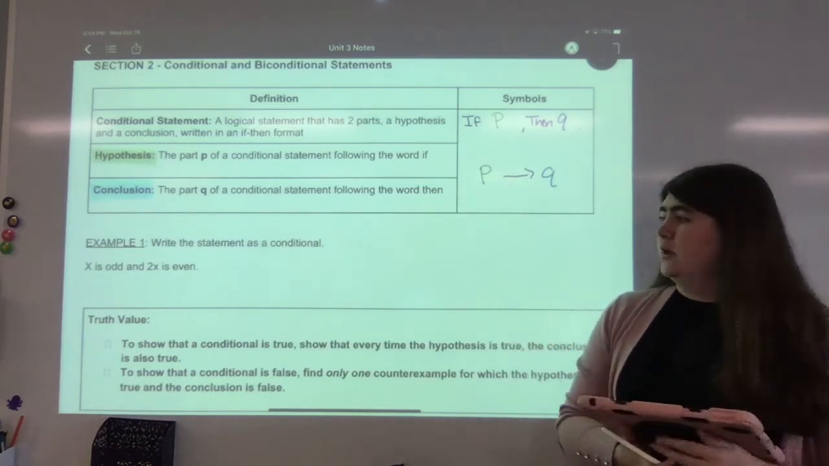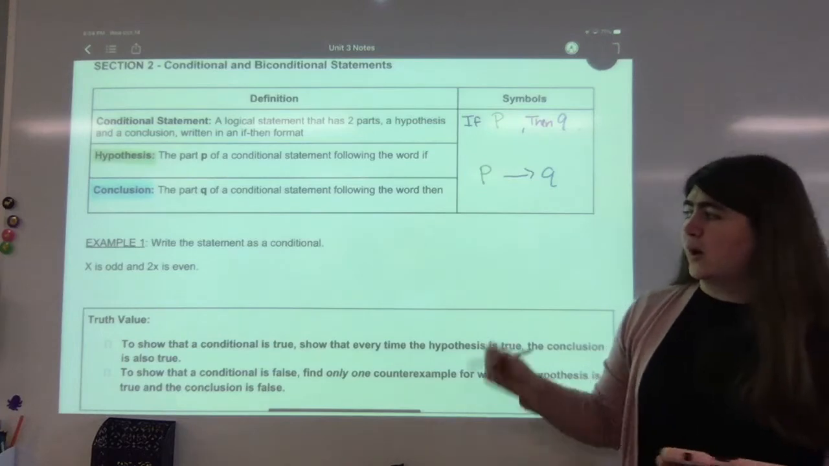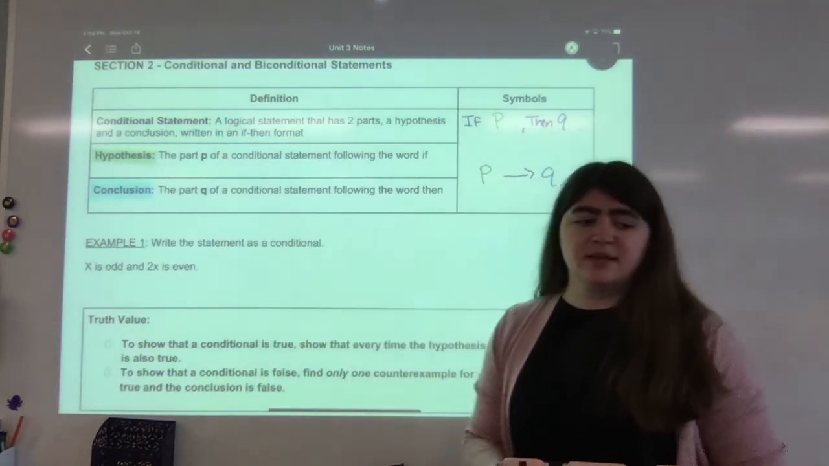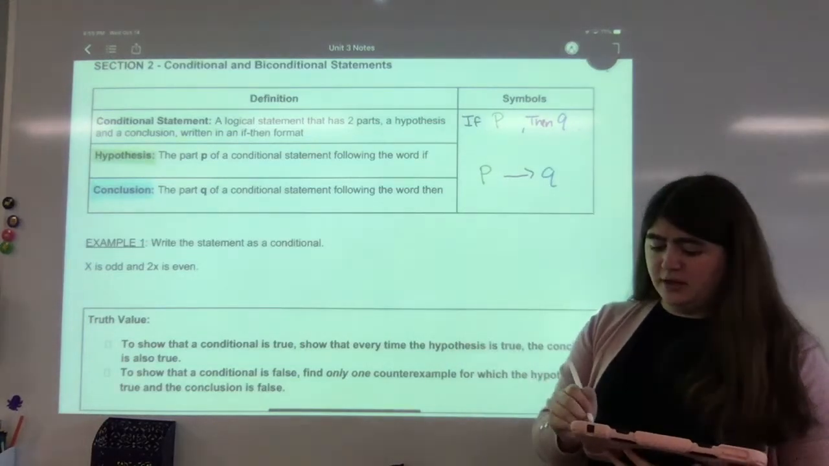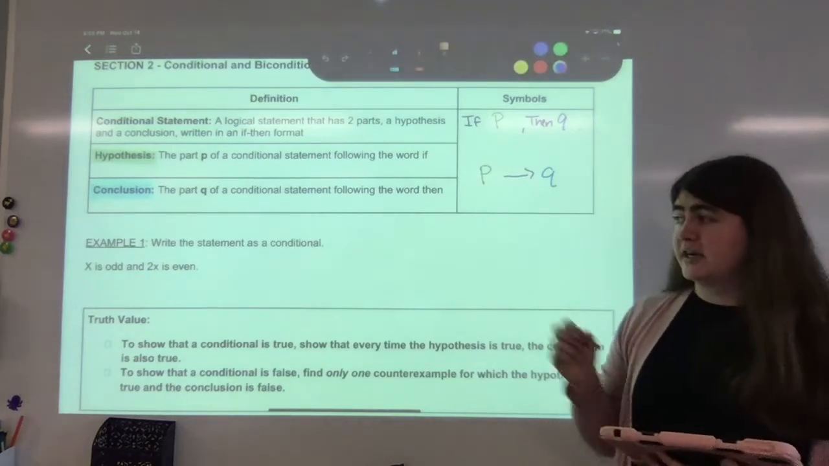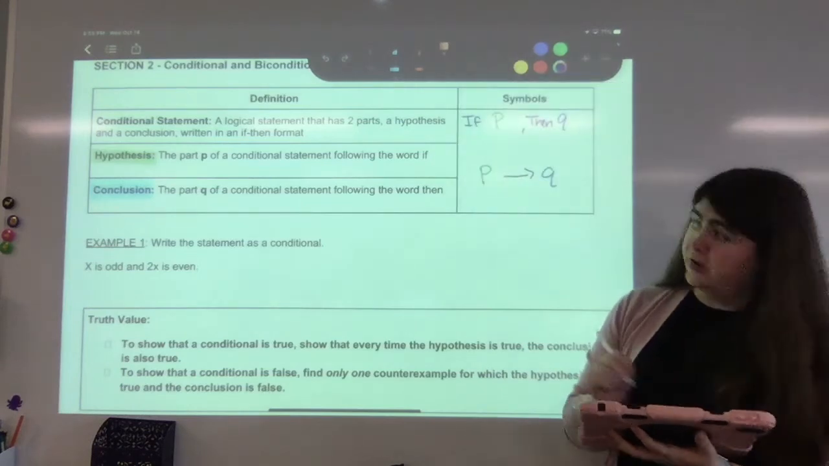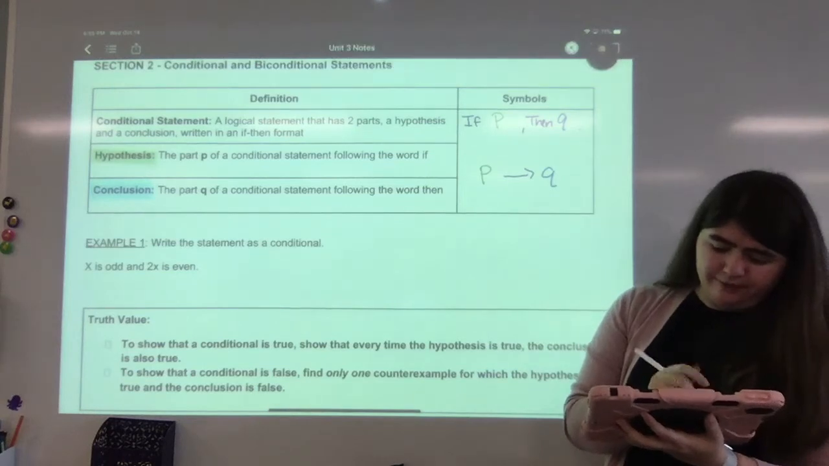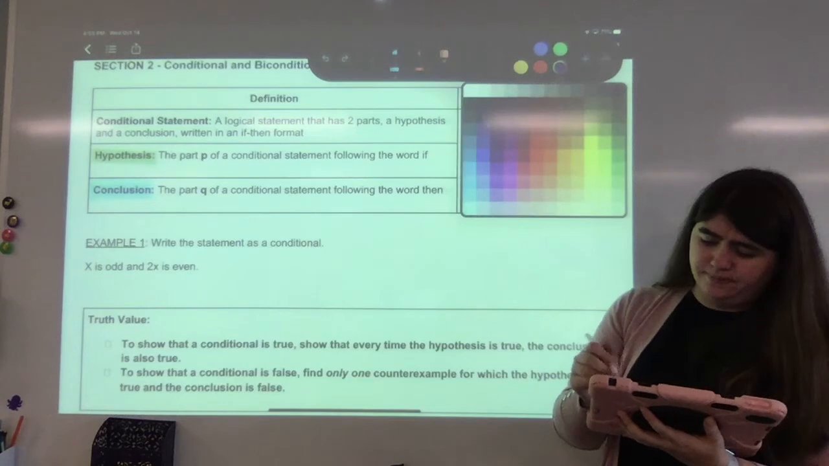All right, let's take a look at an example. Example 1: write the statement as a conditional. x is odd and 2x is even. All right, so we have if something, then something else. That is our format of a conditional statement. So I'm going to start with my purple from before. So the if-then part will be purple. If, oh, my color didn't change. Let's try that again.